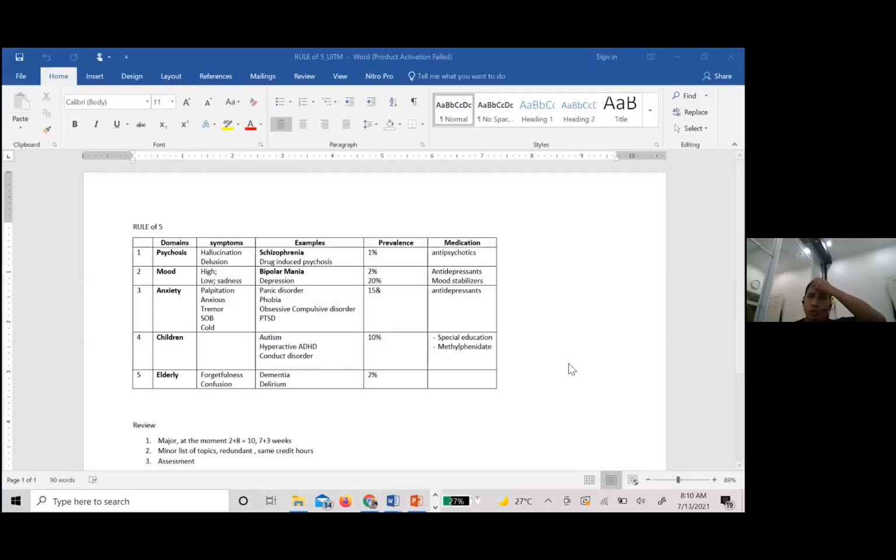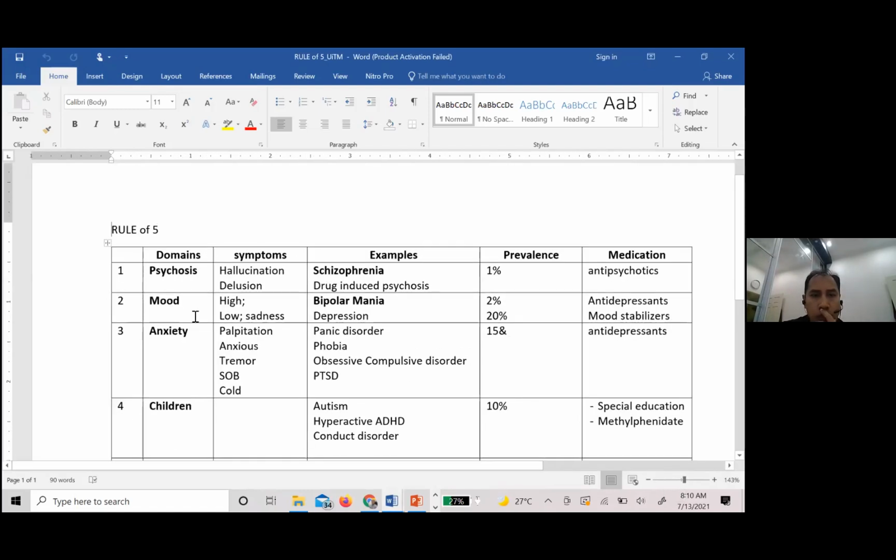Okay, so now left with 3 categories. These 3 categories are commonly happening among adults. To be more specific, these 3 are more common among young adults. Okay, so what are they? Okay, let me show you these slides. Now I'm sharing my slides. Okay, can you see my screen? Yes. Okay, so this is what I was referring to.